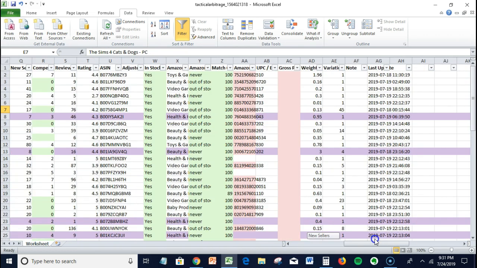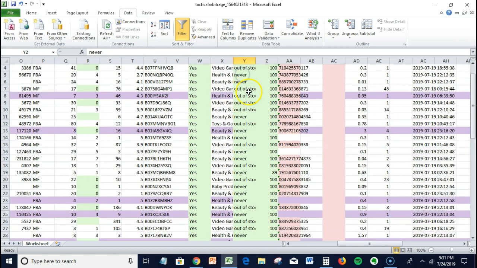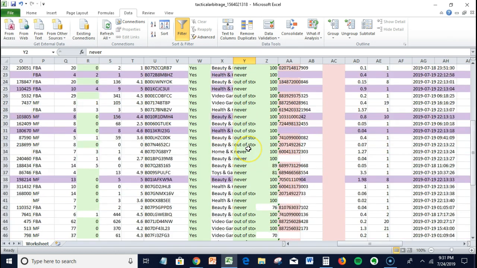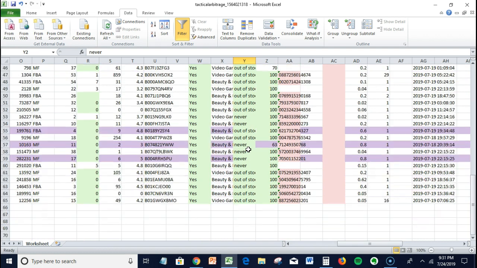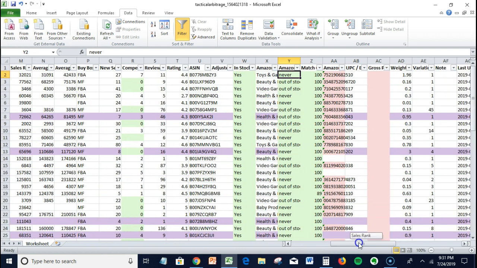Amazon should not be selling it. In fact, if you look here, it says Amazon sells it in stock, and it says never or out of stock. They either never sell it or they're out of stock on it, which is fine. So it's basically confirming that they're not selling it.